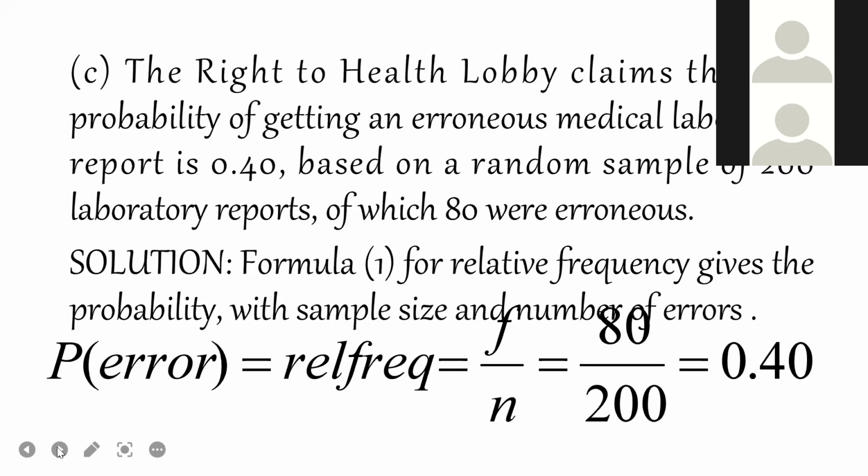Next. Yung sa letter C class, the Right to Health lobby claims that the probability of getting an erroneous medical laboratory report is 0.40, based on a random sample of 200 laboratory reports. So it means that the total number na ginamit niya ay 200, of which 80 were errors. From 200, may 80 doon na errors. Okay, so using the relative frequency, 80 over 200, which is 0.40. So this is based on relative frequency, the third problem.